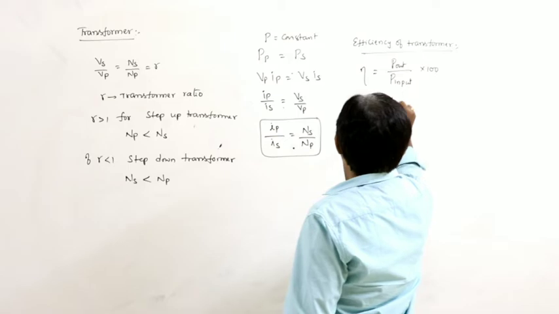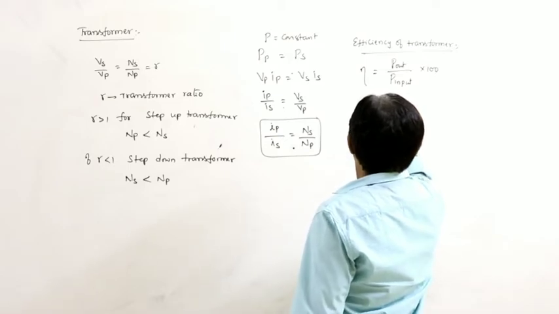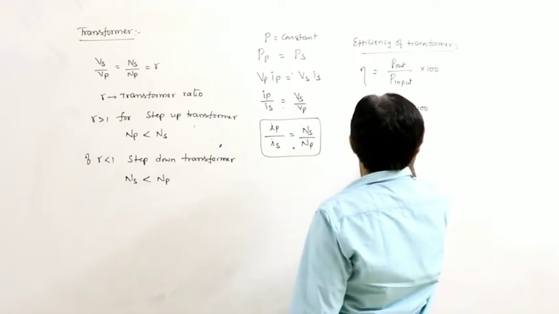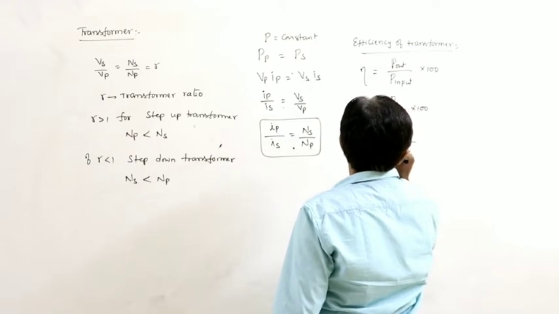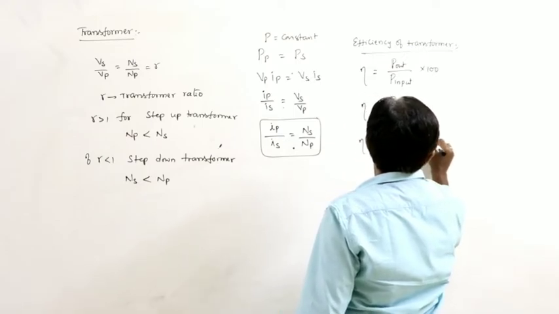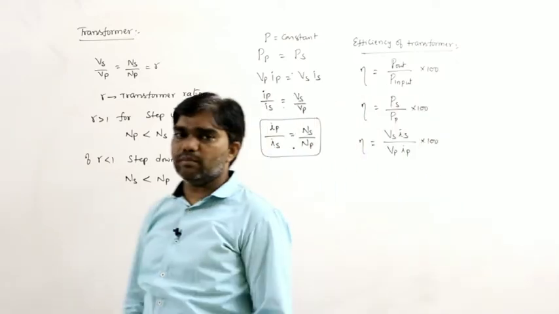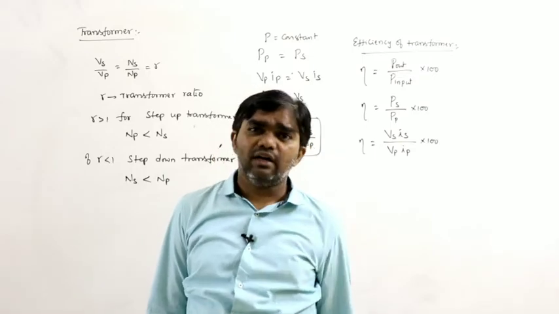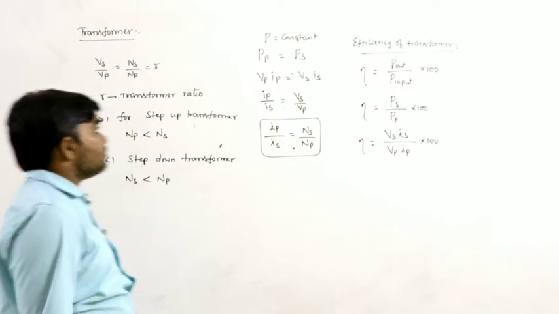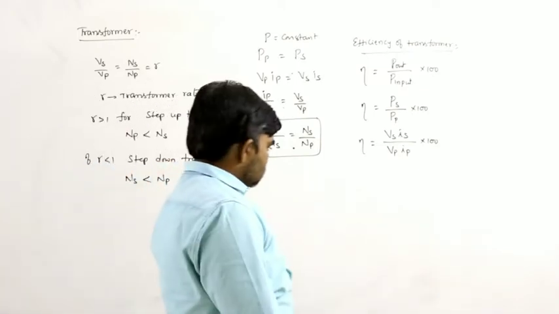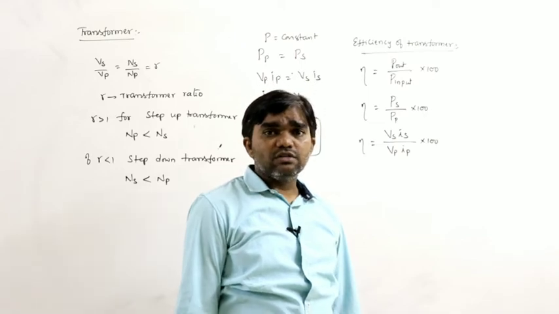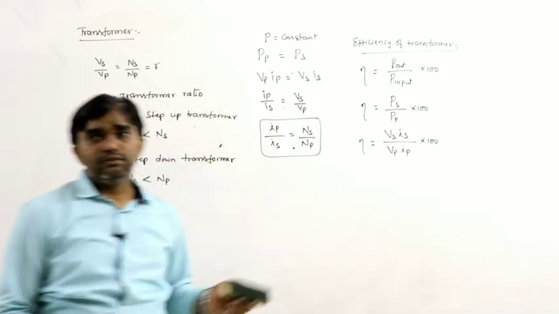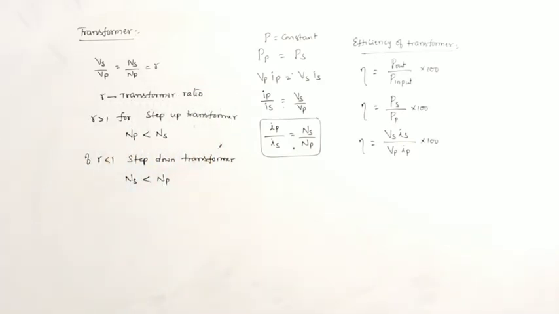So from this, efficiency can be written as P secondary divided by P primary into 100. So what is P secondary? VsIs. P primary is VpIp, into 100. So this is the efficiency of the transformer. Efficiency of the transformer must be less than 100. So this is the situation here. This is the transformer. So on what principle does this transformer work? Definitely the transformer works on mutual induction. So this is about the transformer. Next we can do some problems based on this.